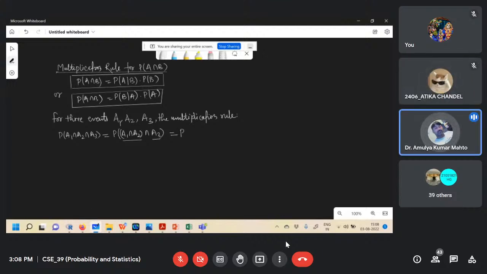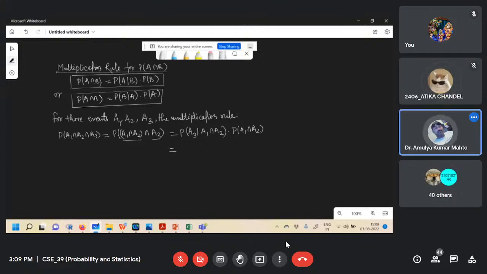So you can rewrite it as probability of A3 given A1 intersection A2, into probability of A1 intersection A2, considering that A1 intersection A2 is given. Fine.